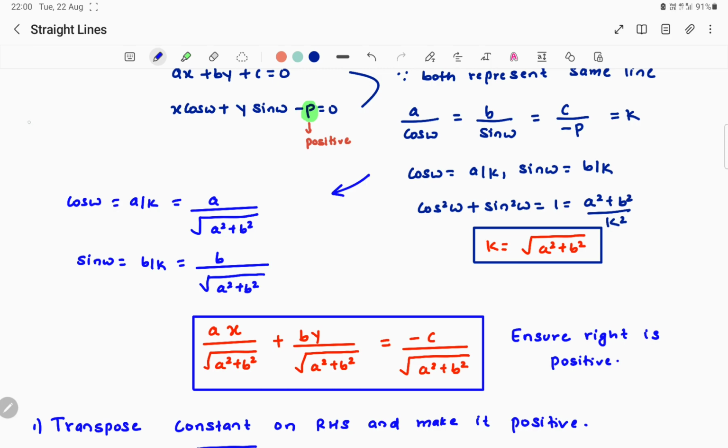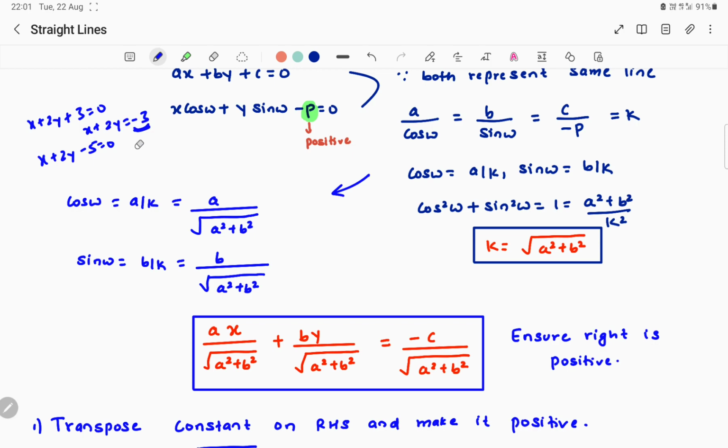What exactly do I mean? Suppose the equation is x plus 2y plus 3 equal to 0. Another equation is x plus 2y, let's say minus 5 equal to 0. Send this 3 on the right side. So what do you get? You get x plus 2y is equal to minus 3. Now I am telling you to make this quantity positive. So how will you make it positive?